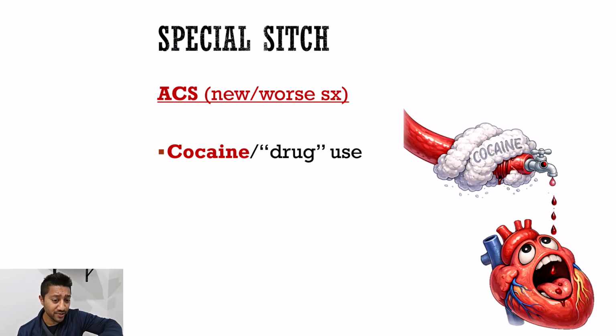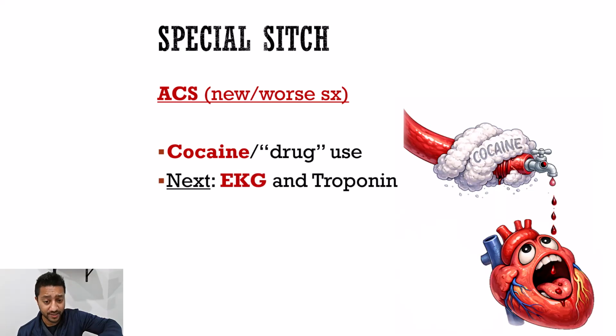So if you have a question presenting a cocaine user with chest pain, your next step should always be an EKG and troponin still, and your initial treatment should still be aspirin or PCI based upon what that EKG and troponin show. No difference here. We're going to keep it the exact same.